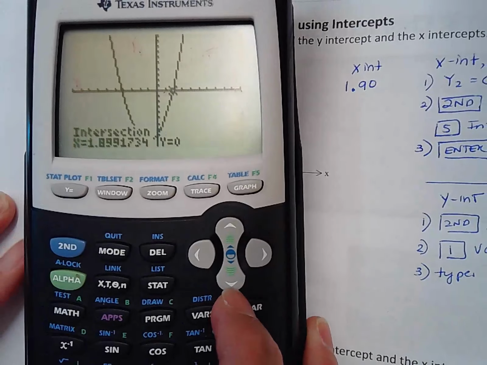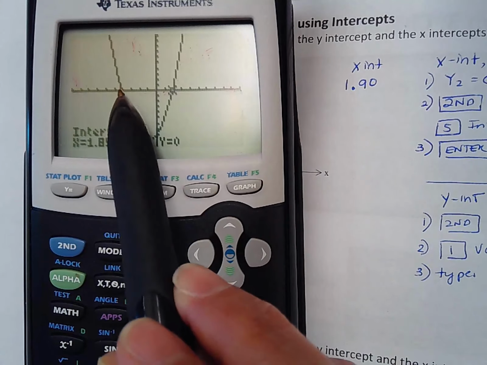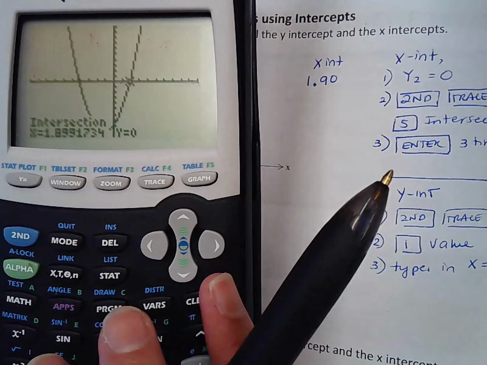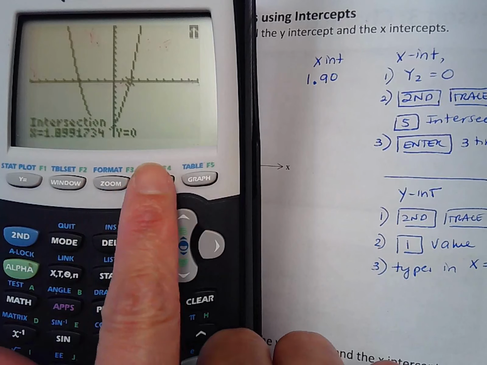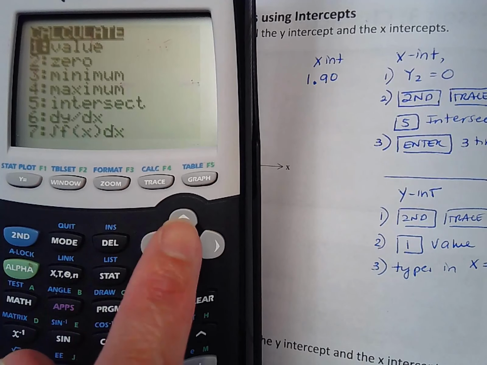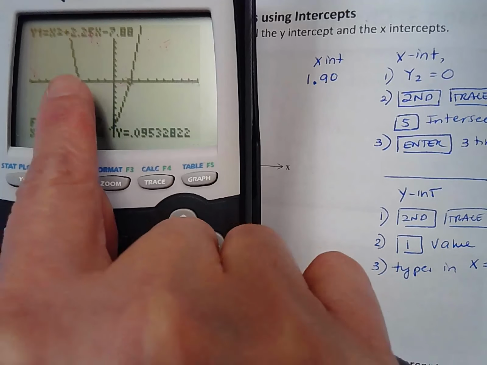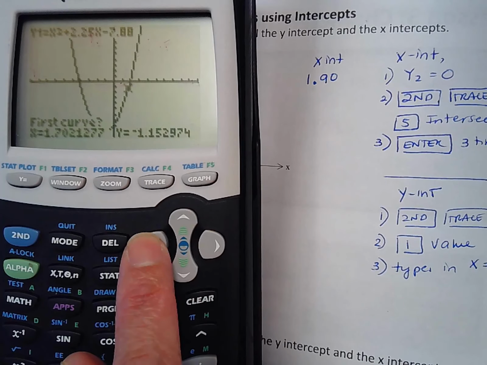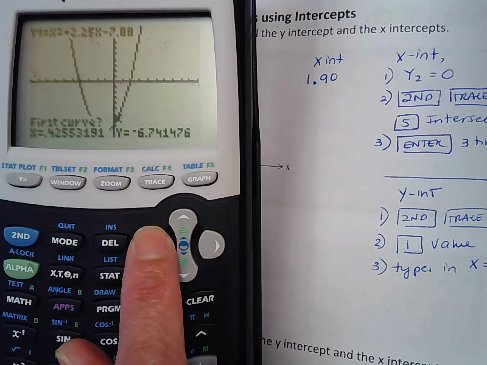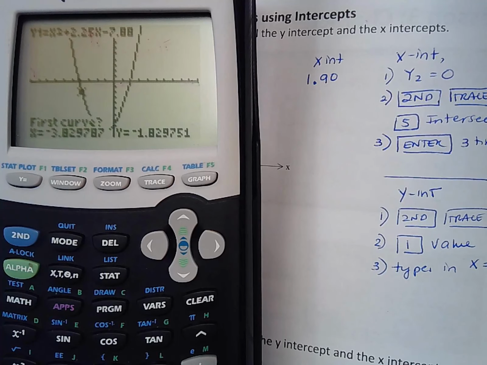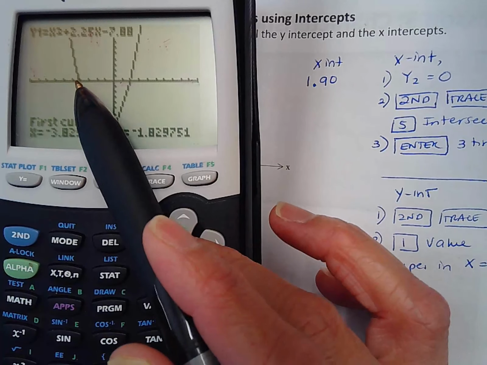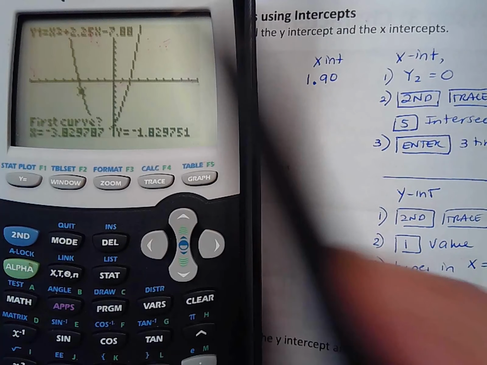Now let's figure out the second x-intercept. That's this one right here. So we gotta do the same thing. Second function trace. We're gonna go intersect. Now we're gonna swing to the other side. So we're gonna use the arrow key to the left so that we can get closer and closer to that one. So arrow key to the left to get close to the other x-intercept.